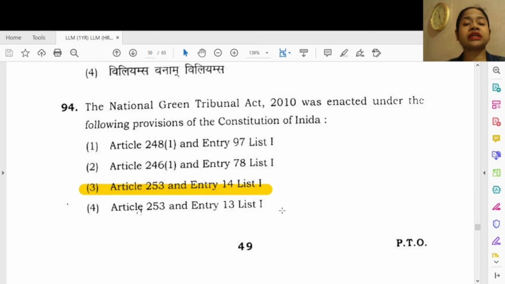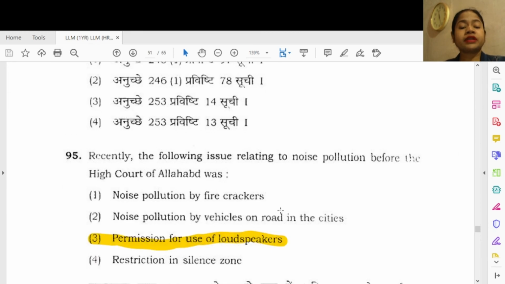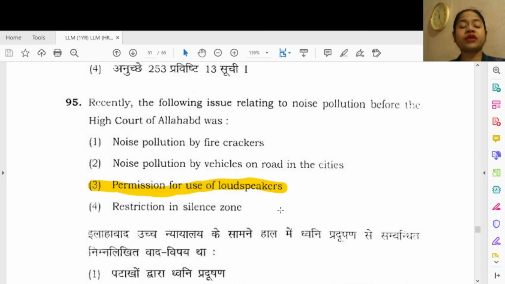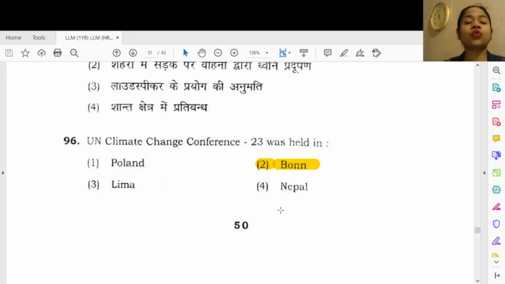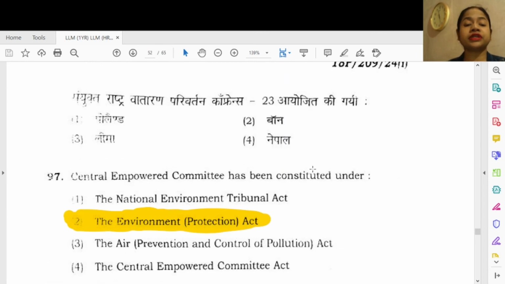94. The National Green Tribunal Act 2010 was enacted under the following provisions of the Constitution of India. So this is actually option 3, Article 253 and entry 14 of list 1. Question number 95. Recently the following issue relating to noise pollution before the High Court of Allahabad was, this is option number 3, permission for use of loudspeakers. 96. UN climate change COP 23 was held in option number 2, Bonn. COP 23 was held in Bonn, Germany.